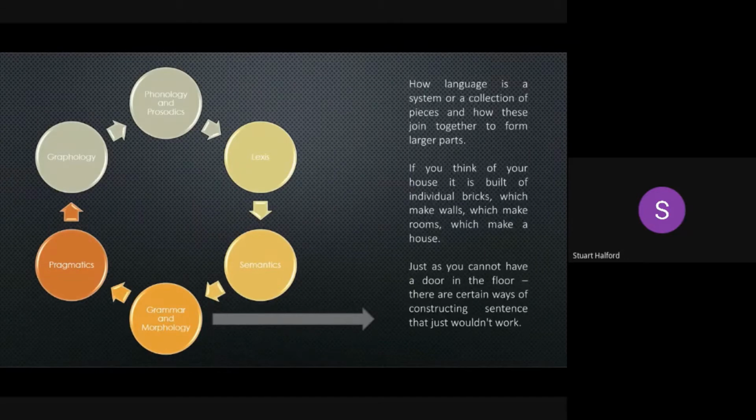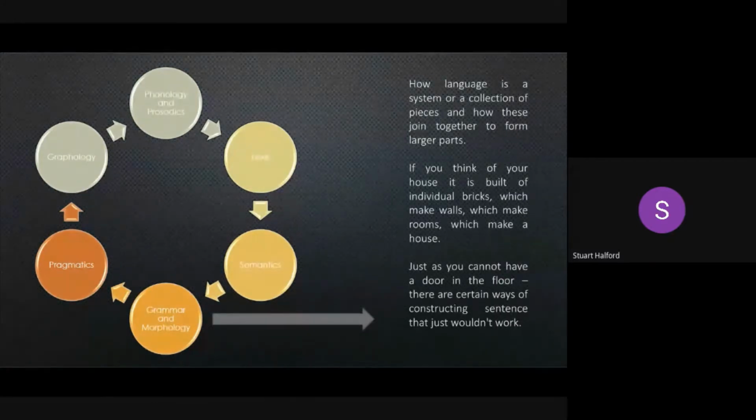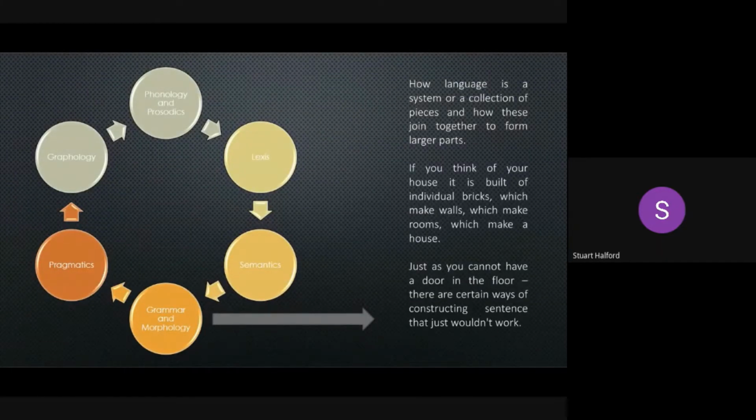Really, language is a system or a collection of pieces. And what we're looking at in grammar and morphology is how these pieces join together and form larger parts. If you think for a minute of your house, it's built of individual bricks, which make walls, a larger structure, which then make rooms, which again are a larger structure, and put all those rooms together and you have your house.